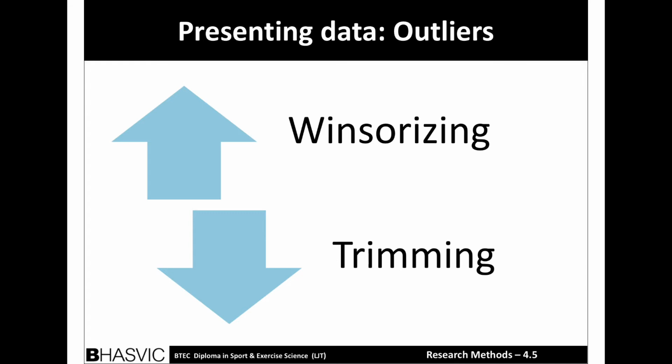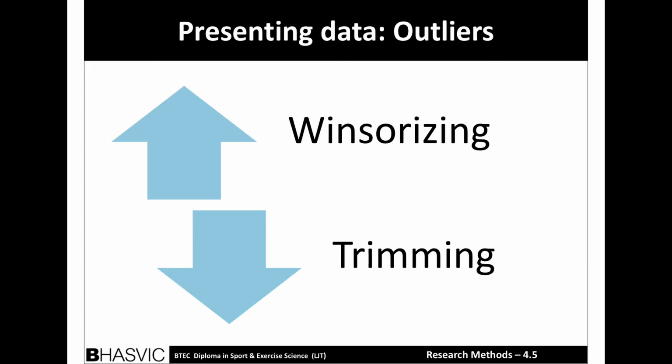Outliers in data. When presenting data, there might be outliers that cause the presentation to look skewed or incorrect. So in order for the presentation to look relevant and correct, there are two methods for removing and sorting data so that it is manageable. These are trimming and winsorising.